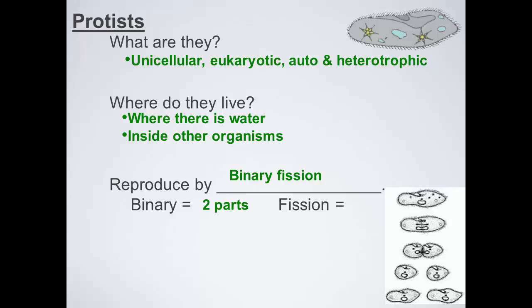Anyway, so binary means two parts. Fission means splitting. So binary fission is two parts splitting. This is when an organism basically copies itself and splits in half. So here I have a paramecium. The nucleus copies itself. The middle starts to pinch in, and then it divides and forms two paramecium. It's split. It's reproduced.